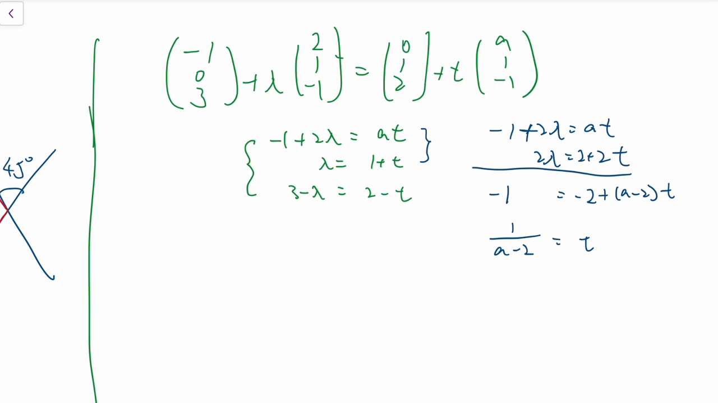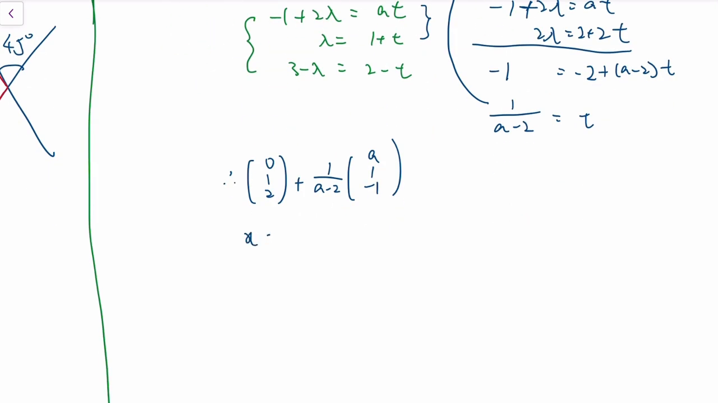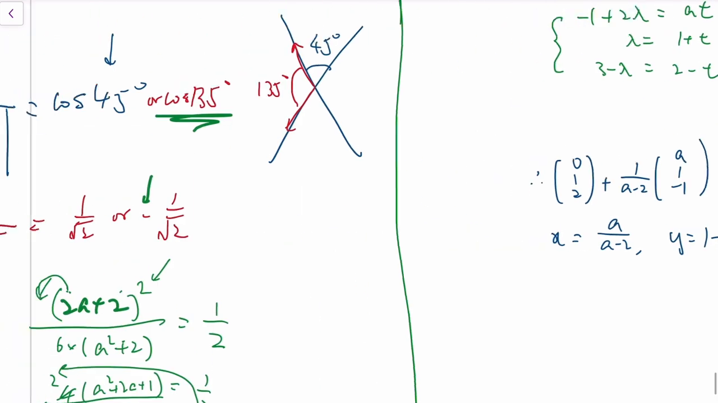Now we know they intersect, so we don't actually need lambda. So we'll just put t into the second equation. So it's 0, 1, 2 plus 1 over a minus 2, a, 1, minus 1. So x would be 0 plus a over a minus 2. Y would be 1 plus 1 over a minus 2. Z would be 2 minus 1 over a minus 2. That should be the point of intersection.